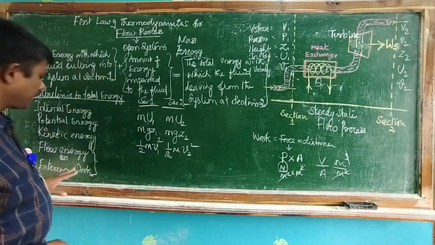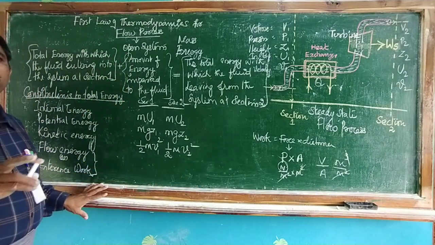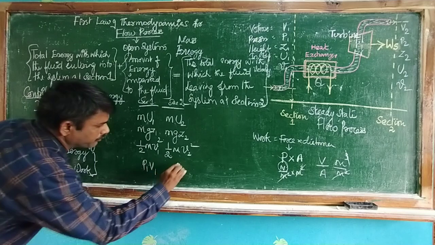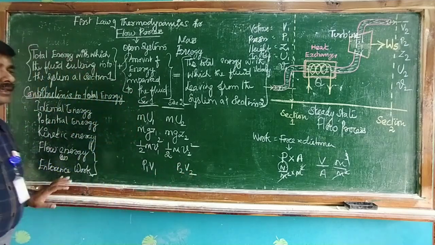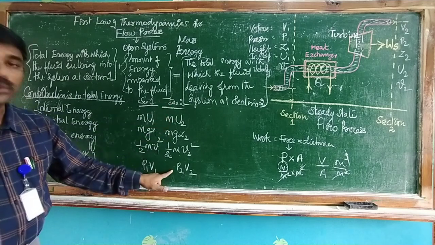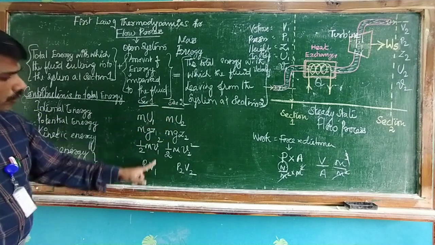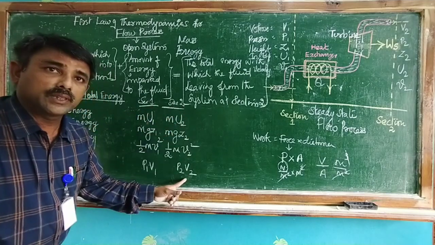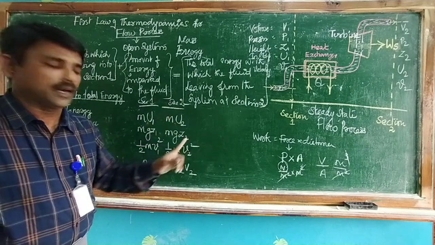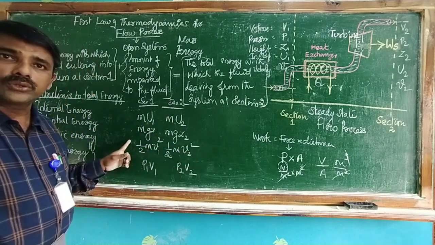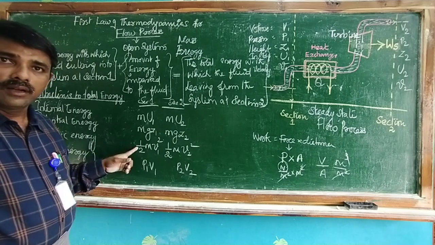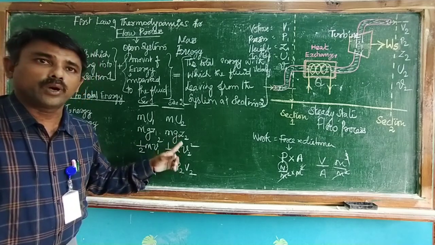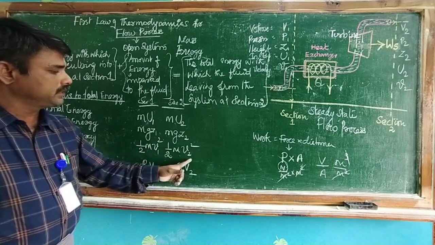So the entrance work can be calculated by the product of P1, V1 at section 1, and P2, V2 at section 2. Clear? See, this is section 1, this is section 2. This is the total energy with which the fluid enters the system at section 1. This is the total energy with which the fluid leaves the system at section 2. This is the force at section 1, or work done on the system. This is the force at section 2, or work done by the system, because this is a forward direction, this is a reverse direction.